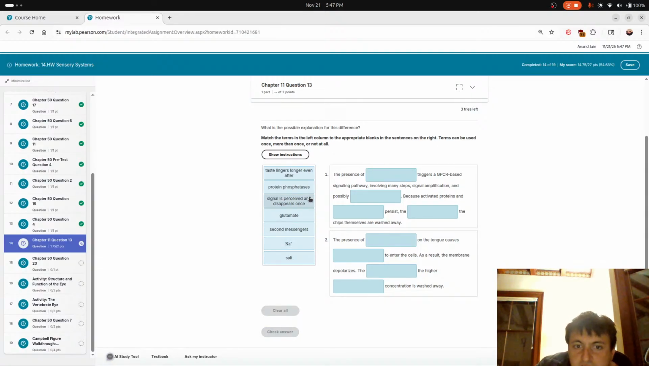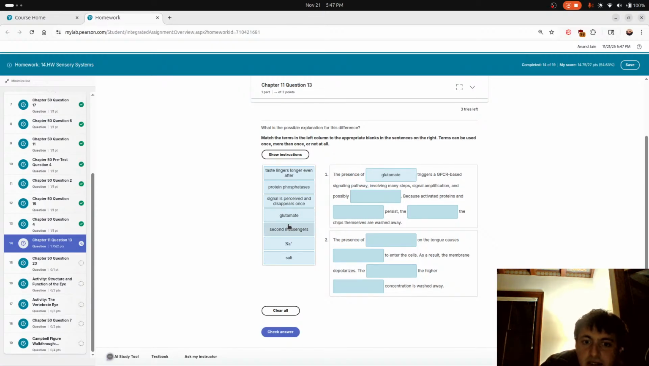The presence of glutamate triggers a GPCR-based signaling pathway and possibly secondary messengers. Because activated proteins and secondary messengers persist, the taste lingers long after. The presence of salt in the tongue causes sodium to enter the cells. As a result, the membrane depolarizes. The signal is perceived and disappears once the higher salt concentration is washed away.